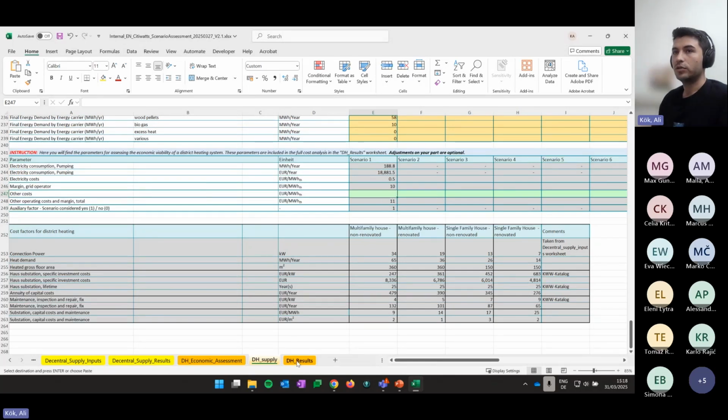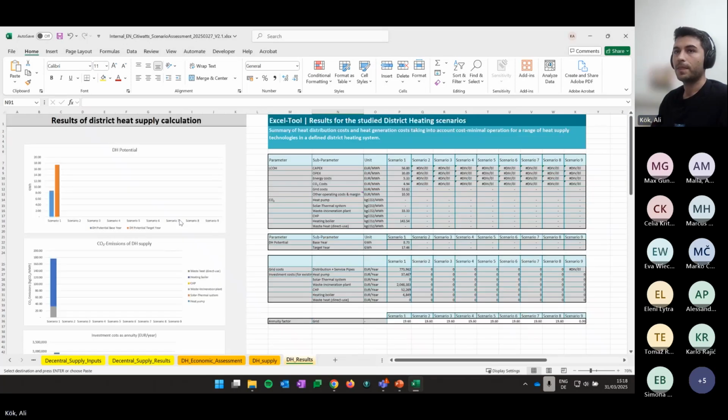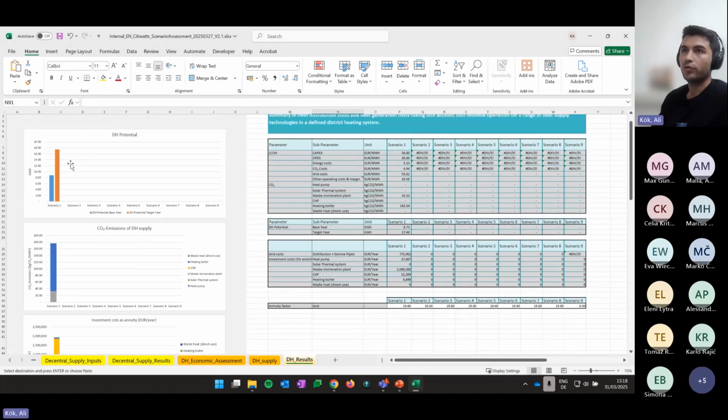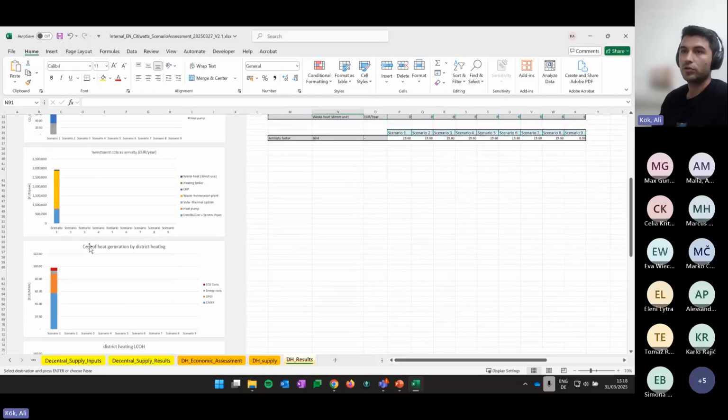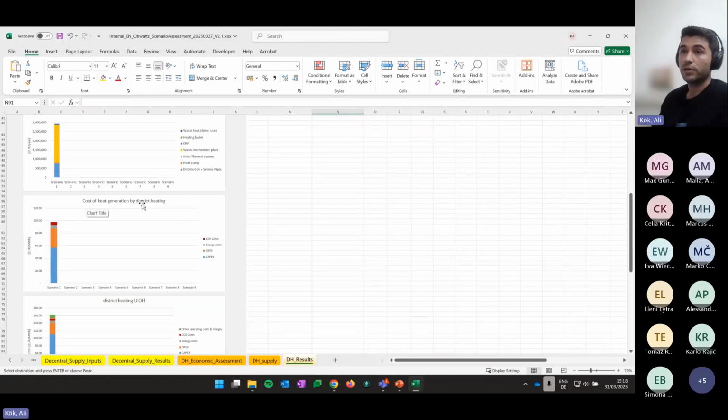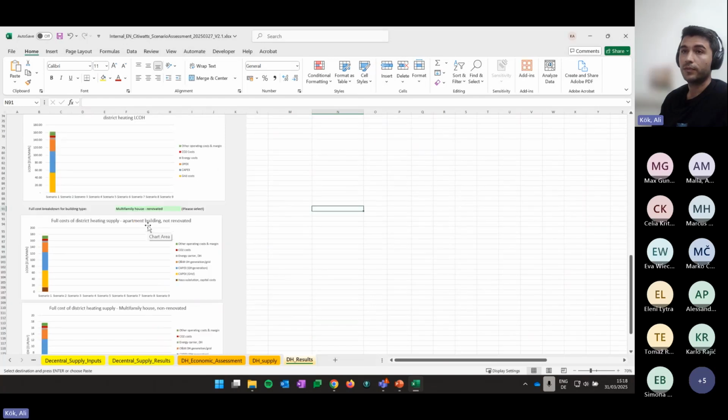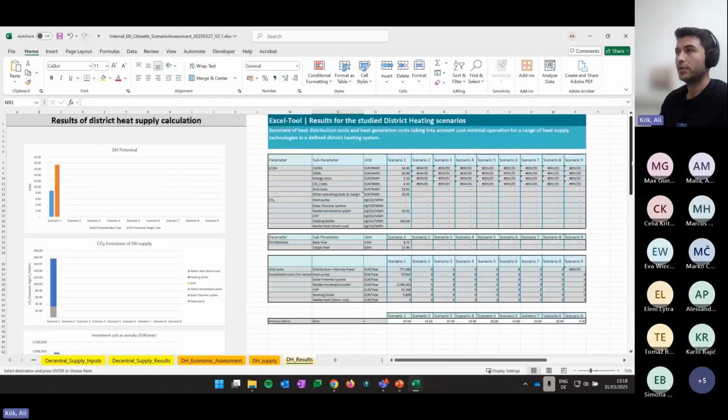And basically, when I go to the district heating results, so most of the fields show results for the economic assessment, and I filled in the district heating supply, you see a synthesis of both results. On the right, you see the values plotted here for scenario 1. So we have the district heating potential, the emissions, the investment cost, the cost components of district heating, the levelized cost of district heating, and so on and so forth. And also we have some results for different building types. And here are the calculations. But the main idea of this is, of course, to have multiple scenarios and compare them.